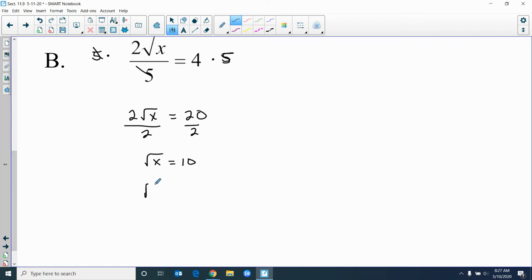Not done, though, because now we square both sides, and I get x equals 100.